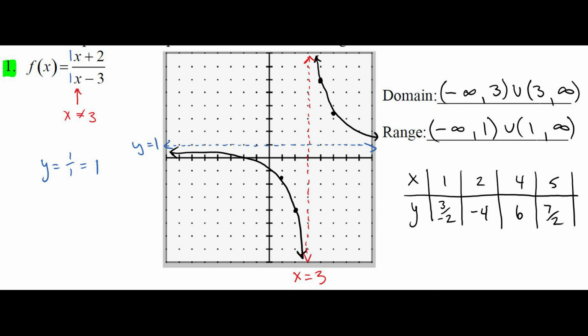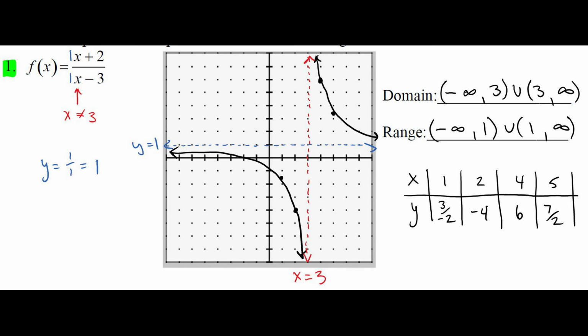We look at what happens when we plug in 0 for x, so you're going to get 2 over -3, or -2/3. So that's how I got the y-intercept. And then I plugged in a couple points into a chart over here. I did 1, 2, 4, and 5. So I just picked a couple to the left of the red line and a couple to the right of the red line. Once you do all that, this is the graph that I got.